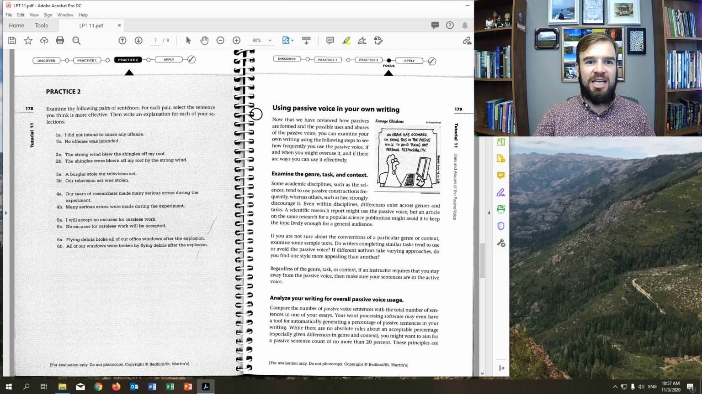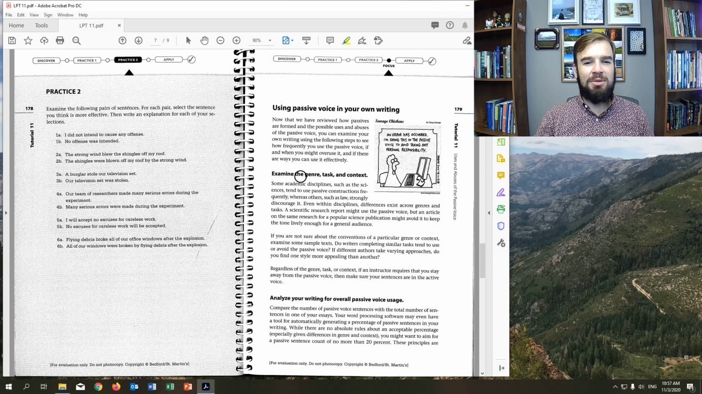Now, page 179, using passive voice in your own writing. Now that we've reviewed how passives are formed and the possible uses and abuses of the passive voice, you can examine your own writing using the following steps to see how frequently you use the passive voice, if and when you might overuse it, and if there are ways in which you can use it effectively.